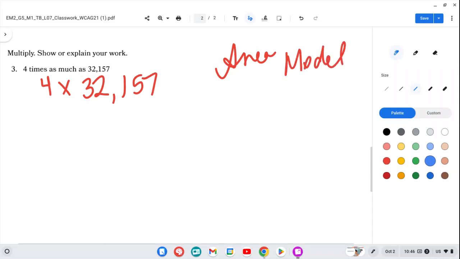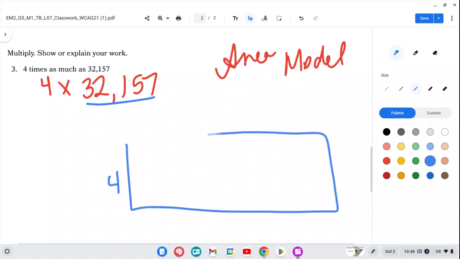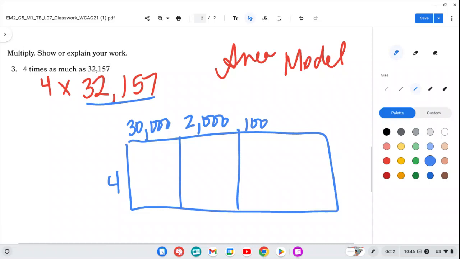We practiced this today in class. It's where we want to decompose our factors to make multiplying a little bit easier. It's a little bit less to bite off. So my area model, I'll put one factor over here, which in this case is 4. My other factor, I'm going to write in expanded form. So I have 30,000, 2,000, 157. So I'll multiply each one of these numbers by 4, our factor.